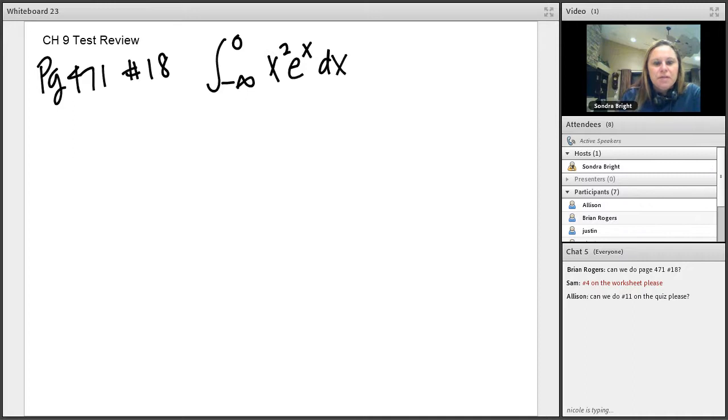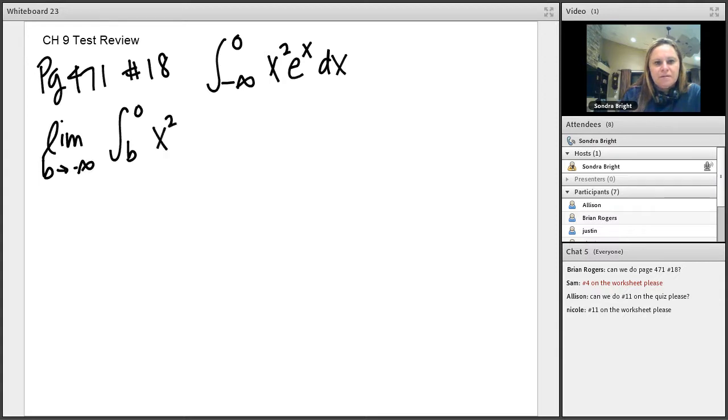Okay, so we're going to take the limit. So I'm going to replace this negative infinity with a b or an a, whatever. I already wrote b, so I'll write b. As b goes to negative infinity, the integral from b to 0 of x squared e to the x.